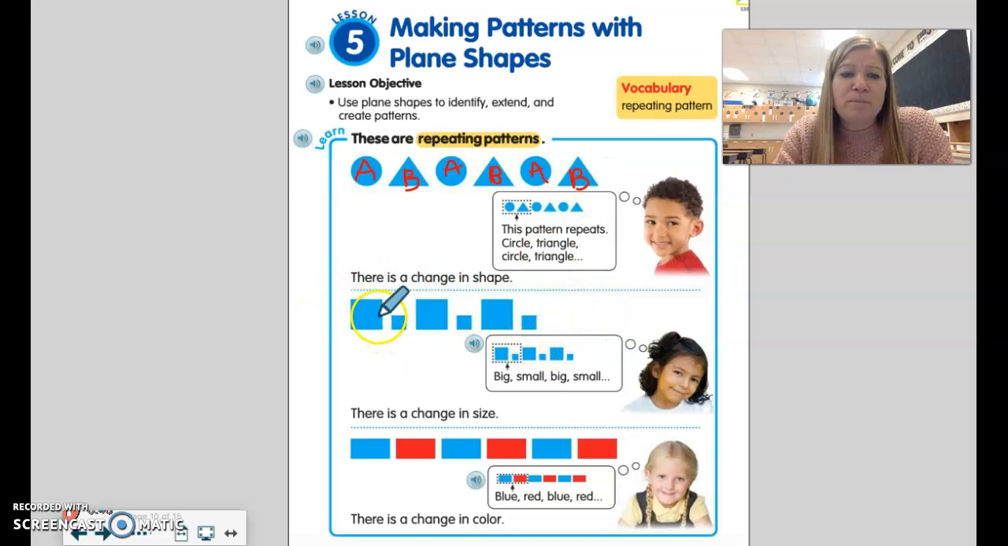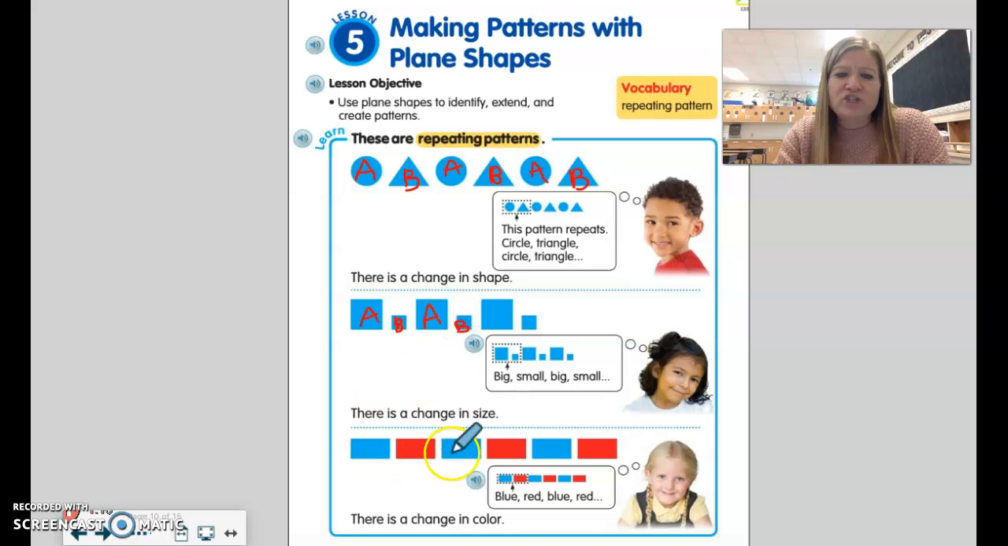Here we have another pattern, but this time it's a change in size of the shape. So this one is big square, little square, big square, little square, big square, little square. This is also called an A-B pattern because first we have big, little, then our big is the A, and little is B, and it goes on.